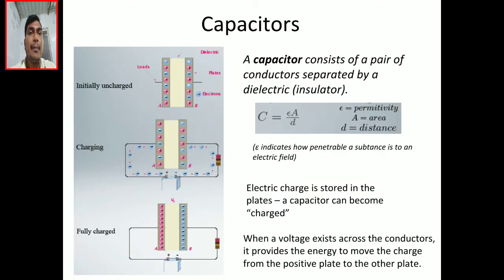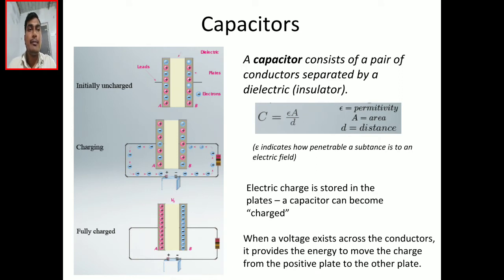Now, what is the physical definition of the capacitor? A capacitor consists of a pair of conductors separated by some dielectric medium. Simply, we can say that two parallel plates separated by a dielectric medium is called a capacitor. So what is the formula? C is equal to epsilon A by D. Epsilon is the permittivity, A is the area of cross section of the plates, and D is the distance between the plates.